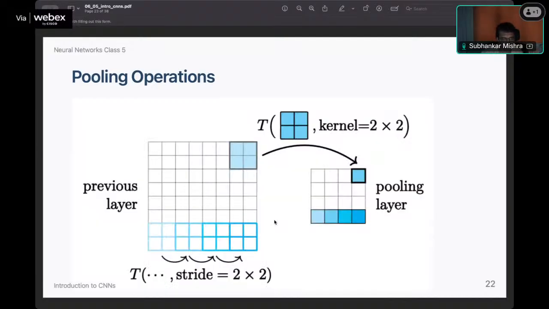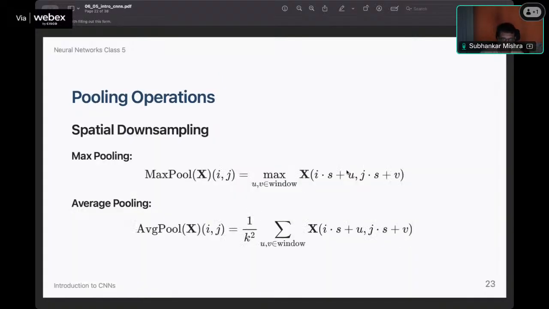So, for example, if it's a 2 cross 2, if you look at this particular image, wherever the lighter blue is on the previous layer image, and the kernel is the deeper blue on top, the same square, 0 comma 0 in the picture and 0 comma 0 in the kernel, get multiplied. That's how you get the kernel output. But the final value that you get is just a single value because you are pooling information together. That information pooling can be done in many ways. One of the most popular ones is max pooling.